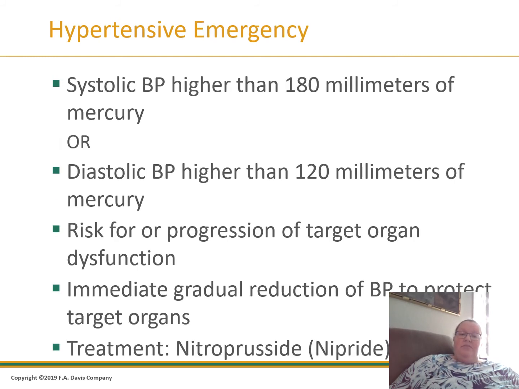A hypertensive emergency is a systolic blood pressure higher than 180 or a diastolic higher than 120. Risk for a progression of target organ dysfunction. Immediate gradual reduction of the blood pressure to target organs. Your treatment is going to be nitroprusside, which is going to decrease the blood pressure quickly. It's really recommended that this patient is on a telemonitor.